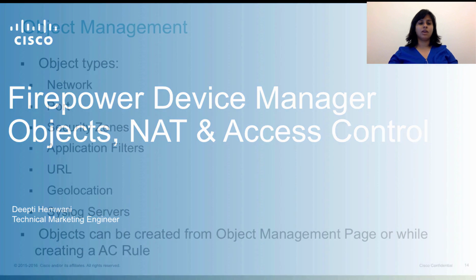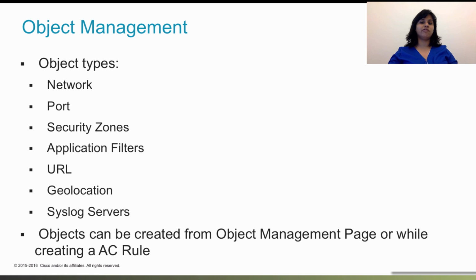Let's start with objects. Objects are reusable containers that define criteria that you want to use in policies or other settings. For example, network objects define host and subnet addresses. In FDM, when you update an object, all policies that use the object are automatically updated. Here is a list of different object types which Firepower Device Manager supports. It includes network, port, zones, application filters, URL, geolocation, and syslog servers. You can configure objects directly through the objects page, or you can configure them while editing policies. Either method yields the same result, a new and updated object.